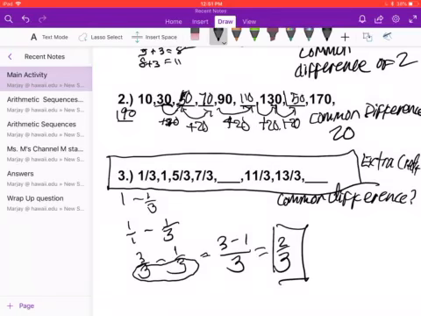I help you guys to find the common difference, so you guys should be able to answer this. Okay? So now we can move on to the fun questions.